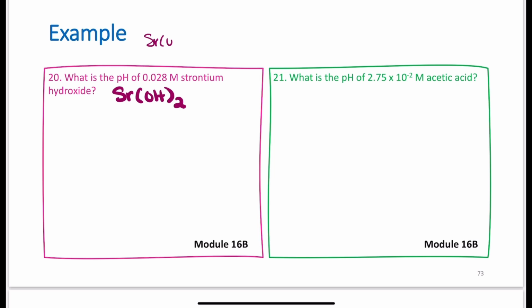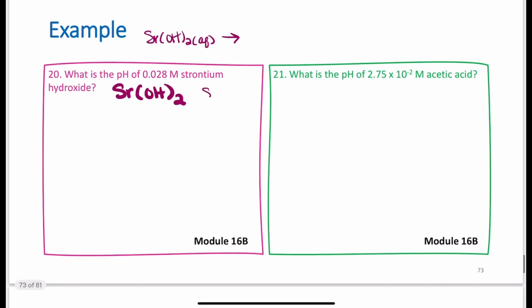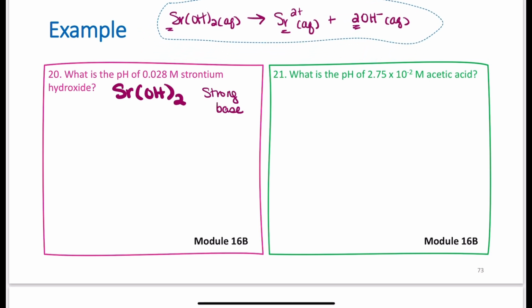If I put this into water, strontium hydroxide, 100% dissociation. Why? It's a strong base. Remember, we can look at our periodic table and find our 8 strong bases. So strontium hydroxide is a strong base. It dissociates into strontium ions and hydroxide ions. Notice for every 1 mole of strontium hydroxide, 1 mole of strontium is formed and 2 moles of hydroxide are formed. That's important because we need to think about the number of moles we have of something to figure out the molarity.